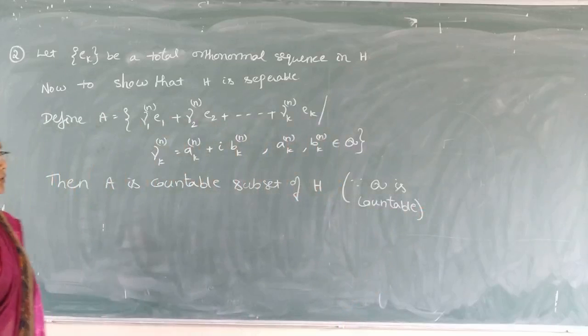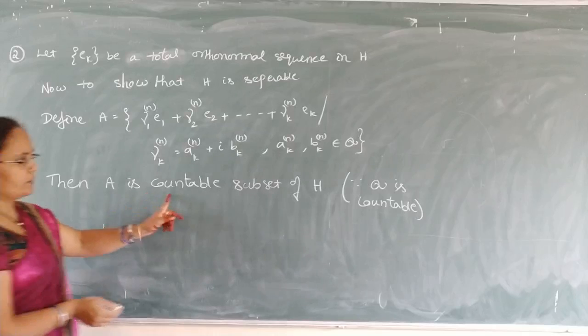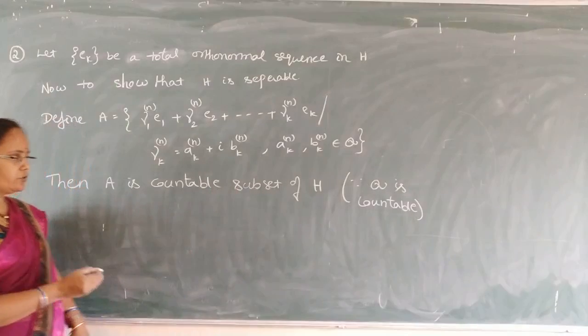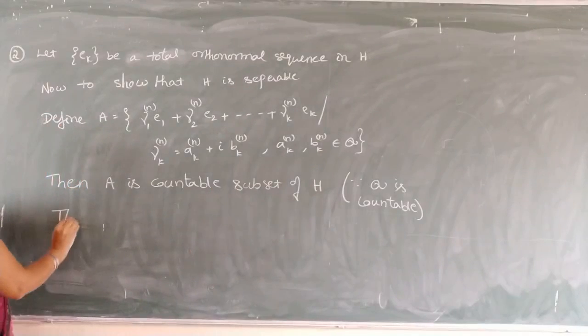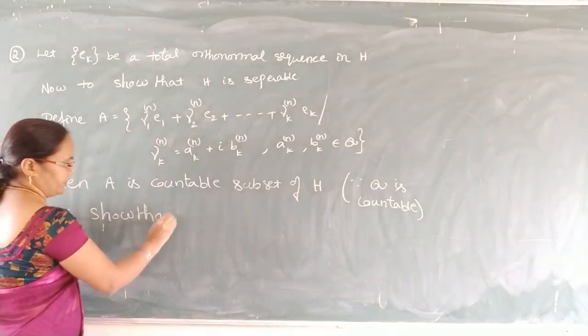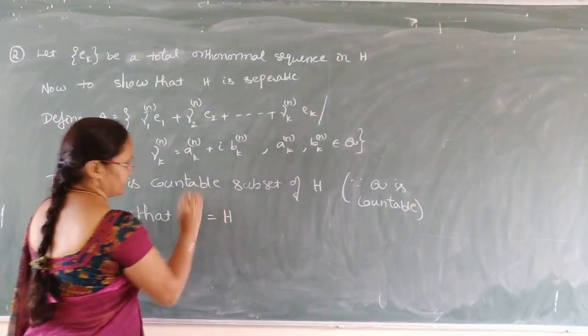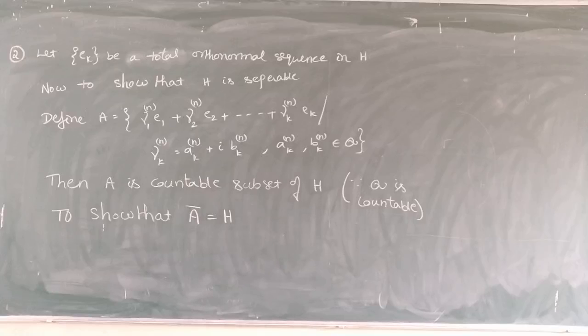So what we have to show here is that H is separable. Separable means to say it has a countable dense subset. We got a countable subset, and it remains to show that it is dense. Dense means to say its closure is equal to the main set. So what we have to show is that A bar is equal to H.